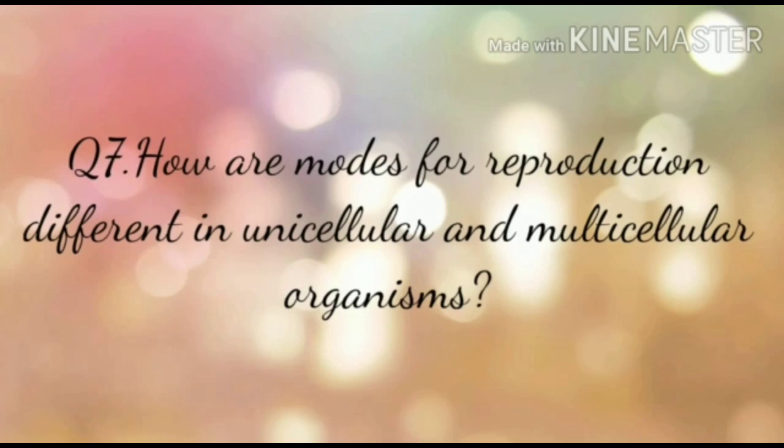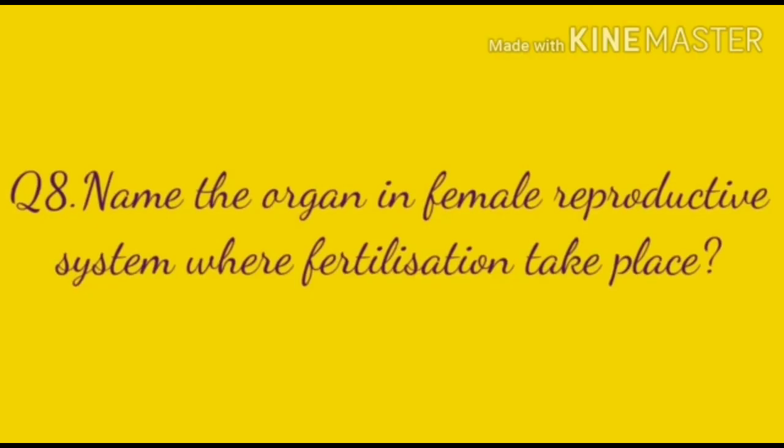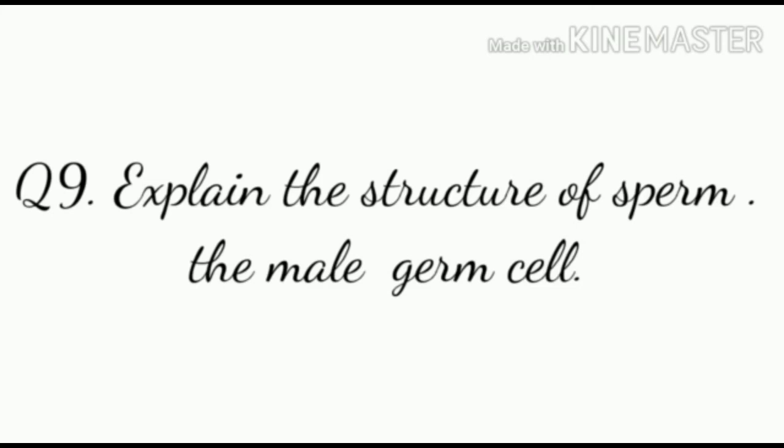Question number 7. How are modes of reproduction different in unicellular and multicellular organisms? Question number 8. Name the organ in the female reproductive system where fertilization takes place. Question number 9. Explain the structure of sperm, that is, the male germ cell.